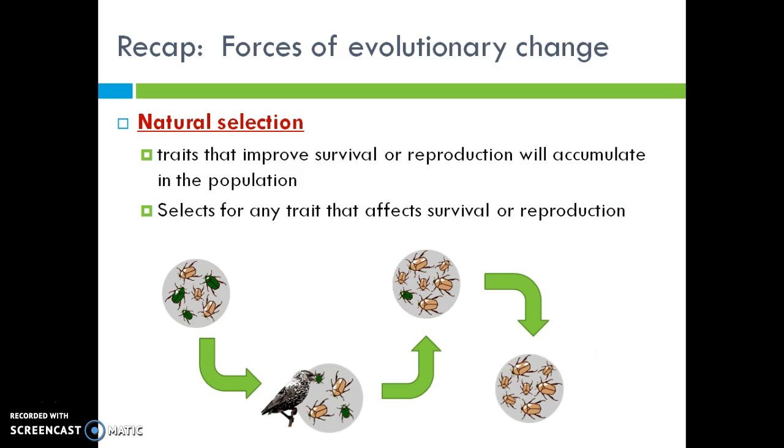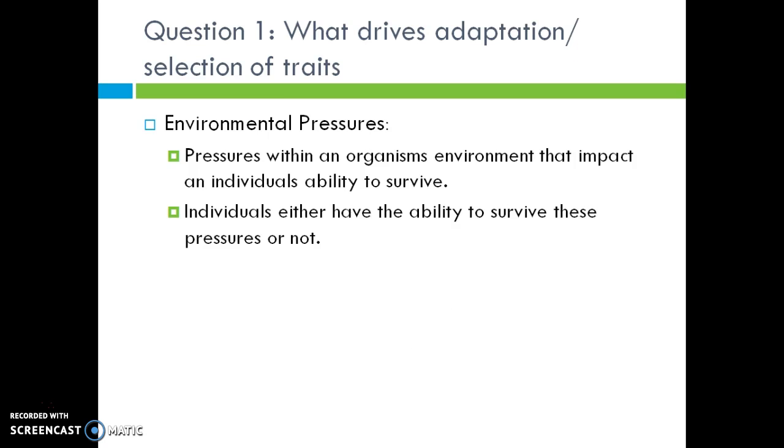So just to recap here, obviously natural selection, traits that improve the survival and or reproduction of a population, because even if you survive, it doesn't do any good if you don't reproduce. So first question in your notes, what drives adaptation and the selection of traits?